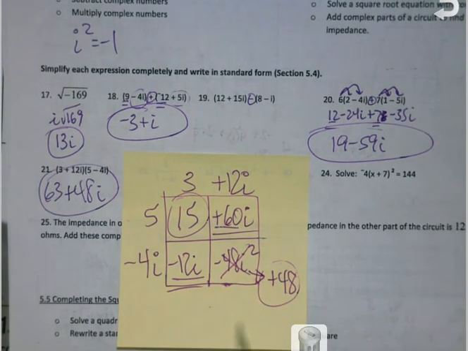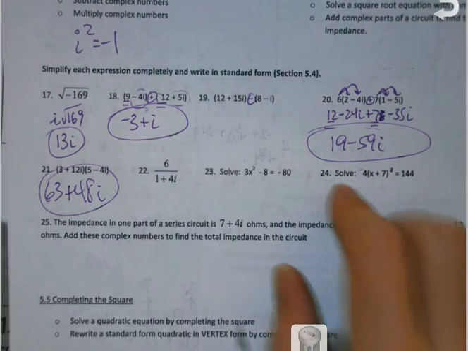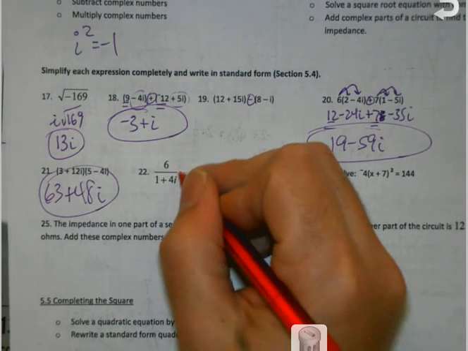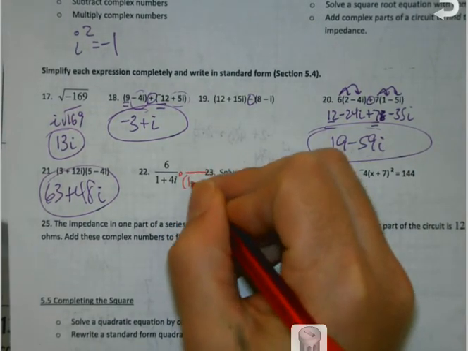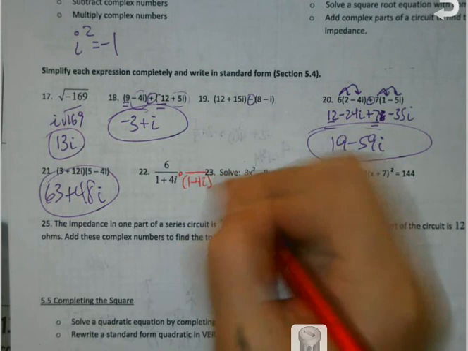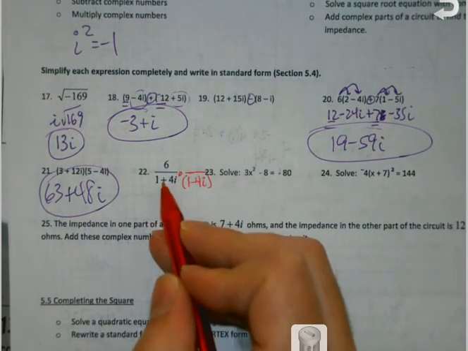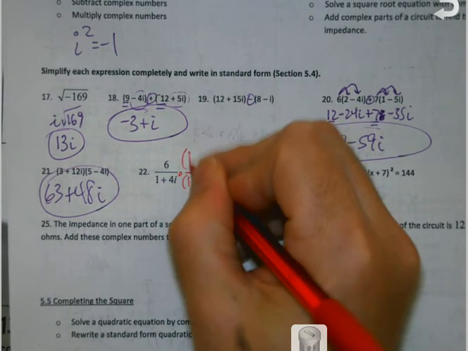If you FOIL and you're fine with it, that's fine. But remember, you do not have I squared in any answer because you can simplify it. So keep in mind. Our other nemesis from this staring at us is number 22. I can't stress this enough. The only thing you change when you are rationalizing is the sign on I, not the sign on 1. You don't make that negative. This sign gets changed. If it's positive, it goes negative. If it was negative, it would go positive.